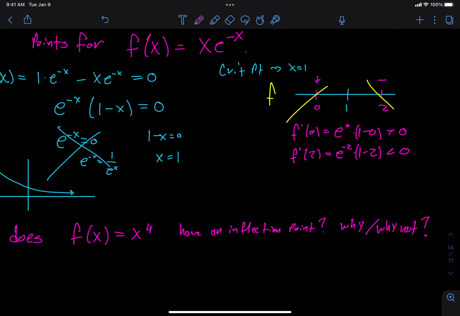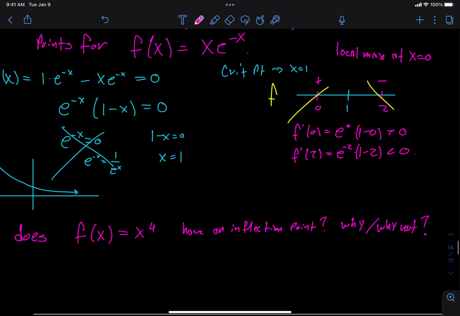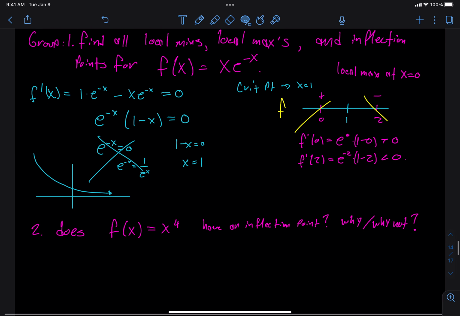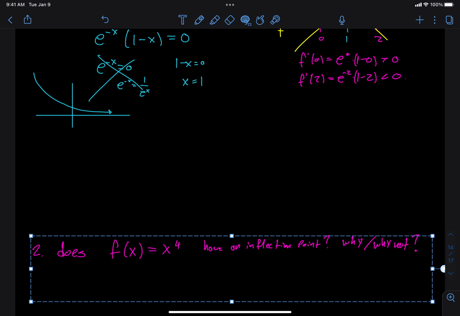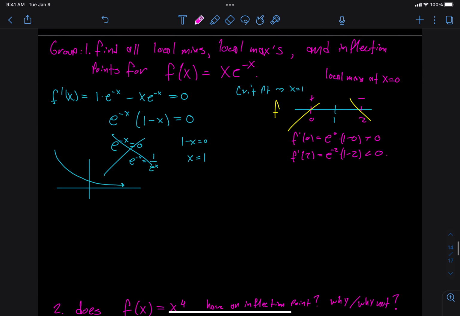All right, so we have a local max at x equals 1. And we still have to determine whether this function has an inflection point or not. So to do that, we need the second derivative. So what's the second derivative? The second derivative, f double prime, will be minus e to the minus x minus, and in these parentheses, we need to write down what is the derivative of x e to the minus x, which is what we did before, right? So it's going to be e to the minus x minus x e to the minus x.